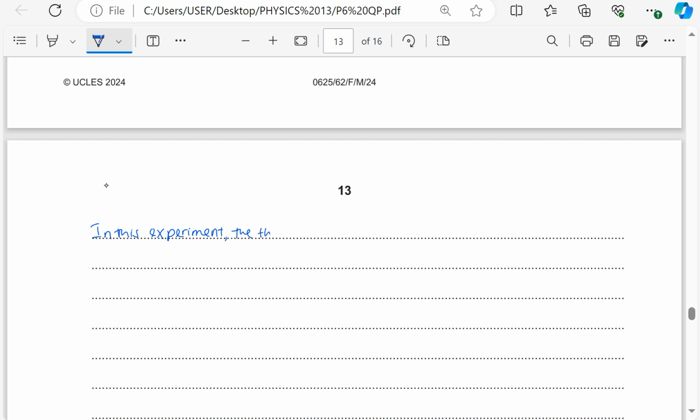the thickness of insulation is the independent variable, and the rate of temperature change, or the rate of cooling, is the dependent variable. Remember, an independent variable is the one which you change in the experiment, and when you change it, the dependent variable automatically changes on its own. So the rate of temperature change or the rate of cooling is the dependent variable.